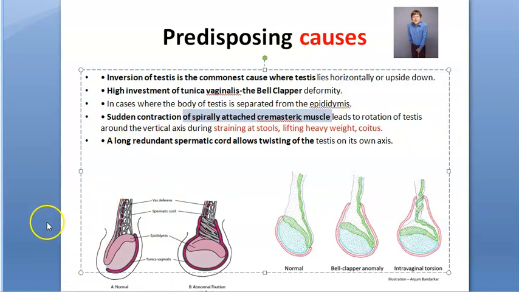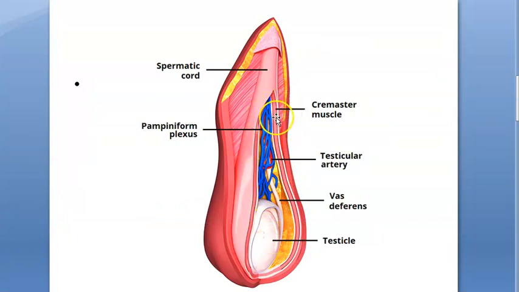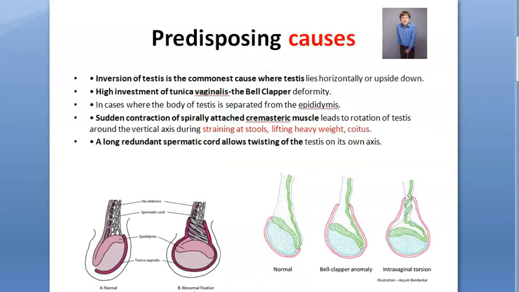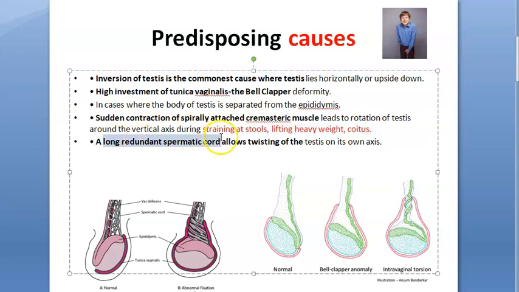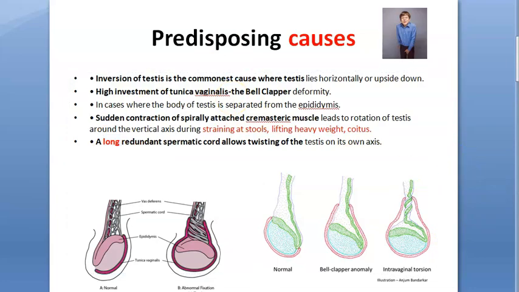Okay, so basically spirally attached cremasteric muscle. Where is this cremasteric muscle? See here, cremasteric muscle they have shown here, all around. So here spermatic cord, around that also it's there, and this muscle will get spirally attached. Sudden contraction of this muscle will lead to the rotation of the testis around the vertical axis. Okay. Especially when you strain during stools, lifting weight, coitus. A long redundant spermatic cord allows twisting. See, basically it's a long spermatic cord, so it will get twisted, you can say, on its own axis. Okay. So you understood all the causes.